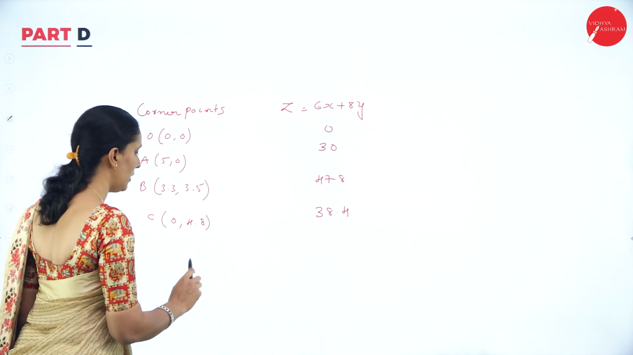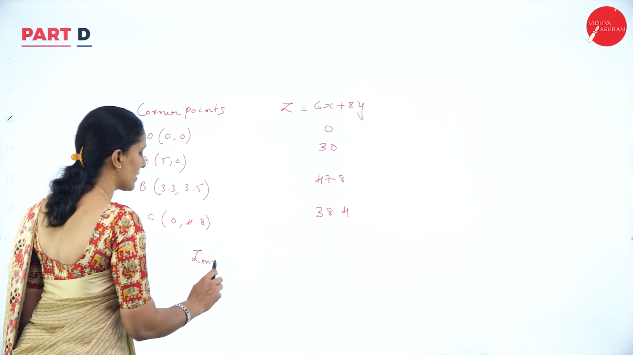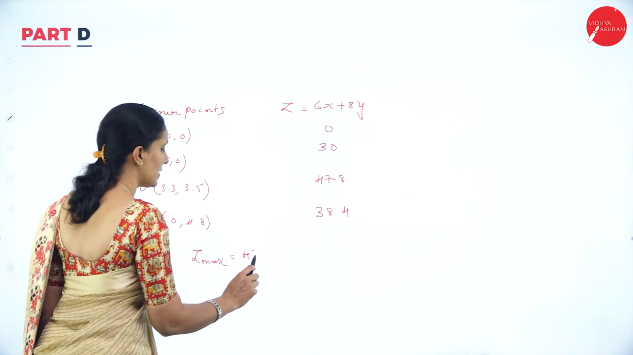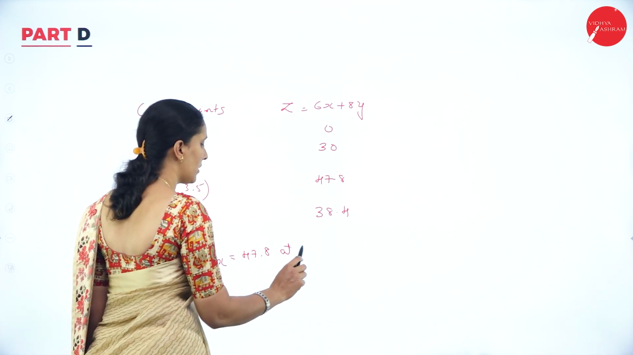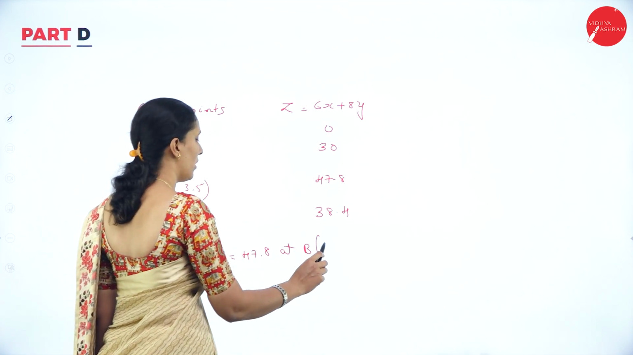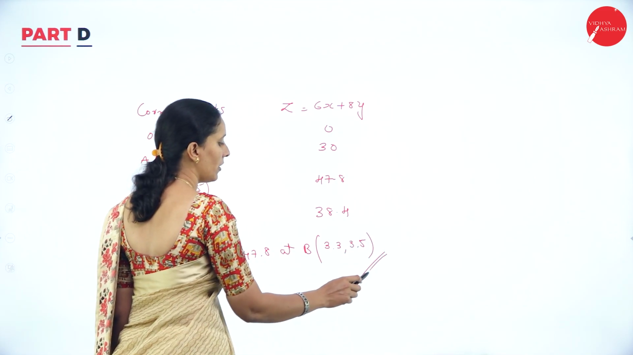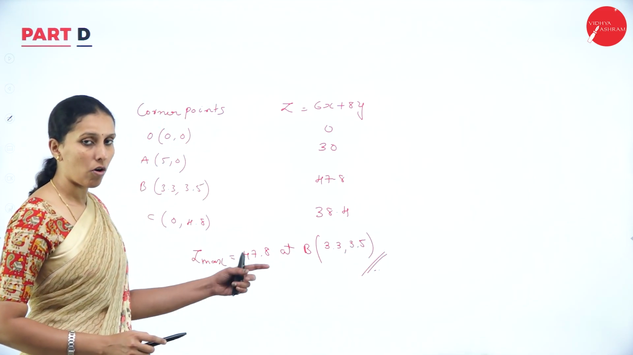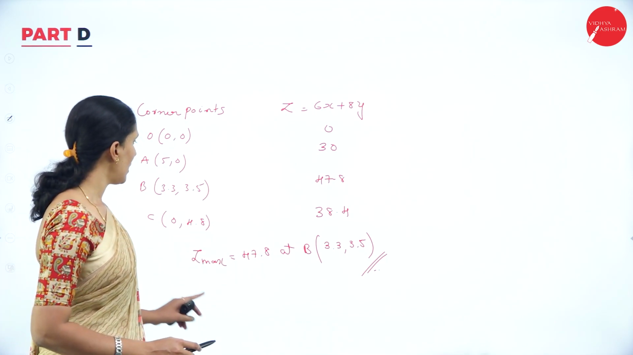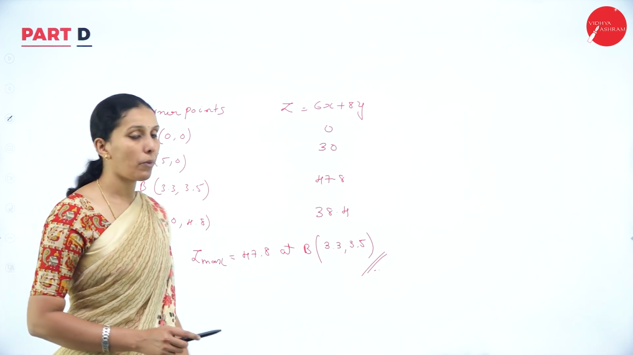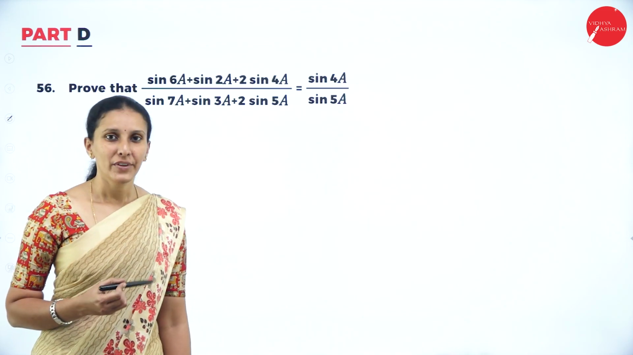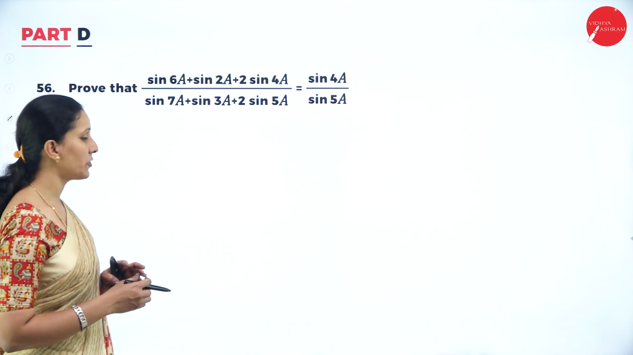Clearly from the table, Z max is 47.8 at the corner point 3.3, 3.5. So the solution of the LPP lies on the corner points and the maximum value is 47.8 at 3.3, 3.5. Next we have a problem from trigonometry.